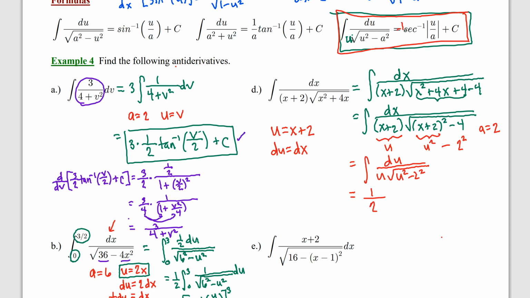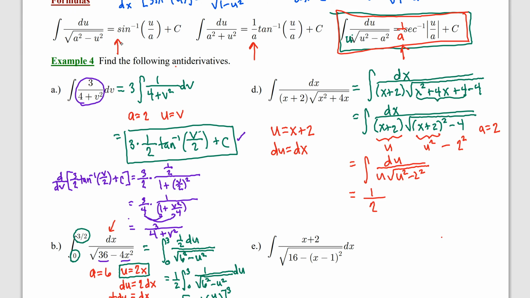Guys, major problems with my formula up here. I'm missing the 1 over a. Please get that in there so that you have the correct formula. The inverse secant has the 1 over a. The inverse tangent has the 1 over a. The inverse sine does not have the 1 over a. So please correct that for me. Glad we caught it here.